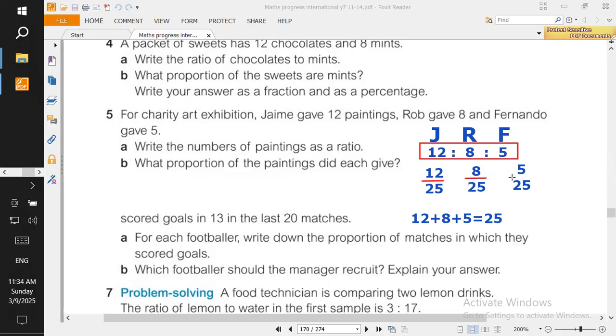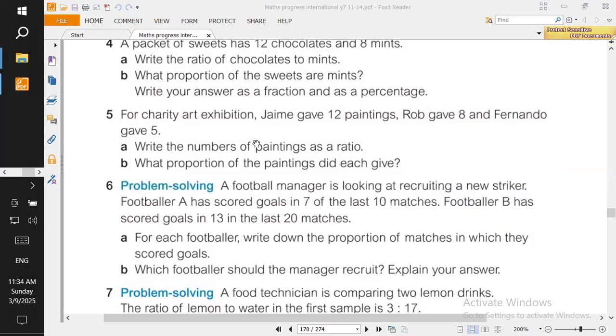Now, to simplify, you have to look at the numbers. If they have a highest common factor, you can use it to simplify. Here we can simplify by dividing by 5 because it's the highest common factor. Divide by 5 is going to give me 1, and 25 divided by 5 is going to give me 5. And this is how you write the proportion of the paintings. I hope you understood the idea. Now let's move on to the next lesson.